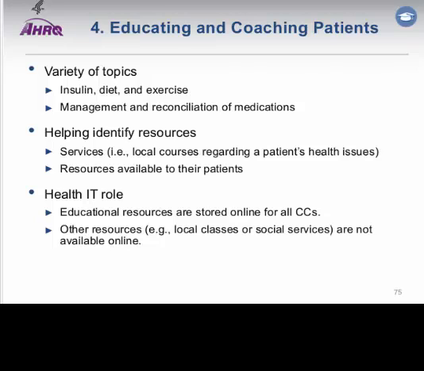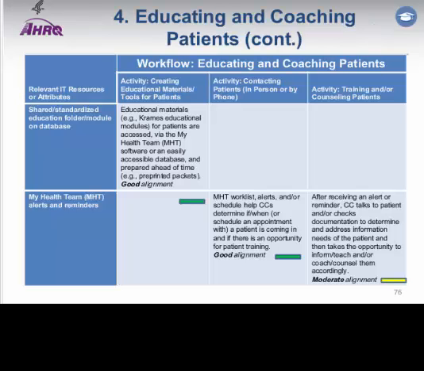The fourth area of time was, a lot of time was spent educating and coaching patients around a variety of topics, helping them to identify resources, and in this case, there was also an important role of the IT in supporting the education of the care coordinator, because just as they're passing along information to patients, they were also educating themselves. And so that was another observation that was made through the visits.